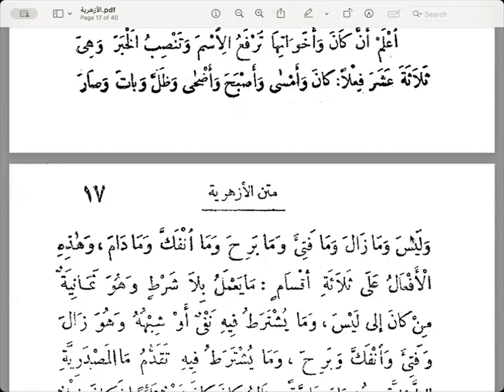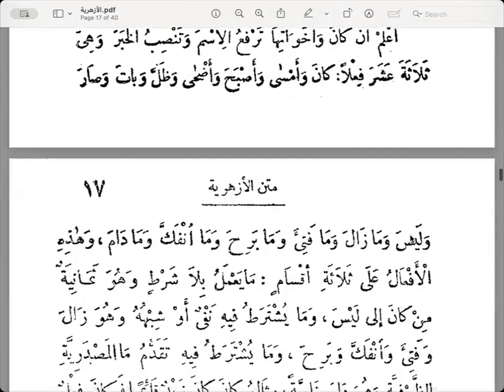So laysa is a bit of a funny word because it looks like a past tense verb, kind of, but it's present, right? And if you wanted to put it into the past, you're saying لم يكن or ما كان, right? It's kind of a bit weird.